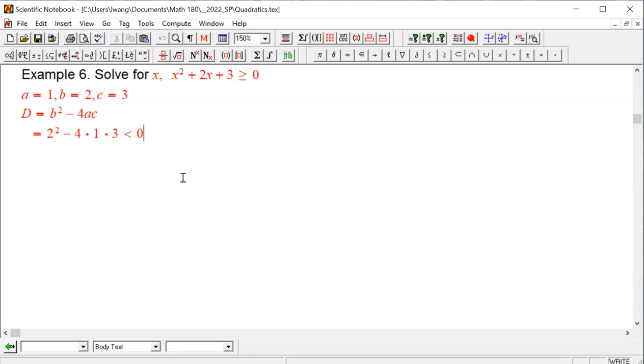What does this tell us? It tells us the curve has no x-intercept because this parabola opens up, right? So no x-intercepts. And the parabola opens up. Okay, you picture that in your mind.